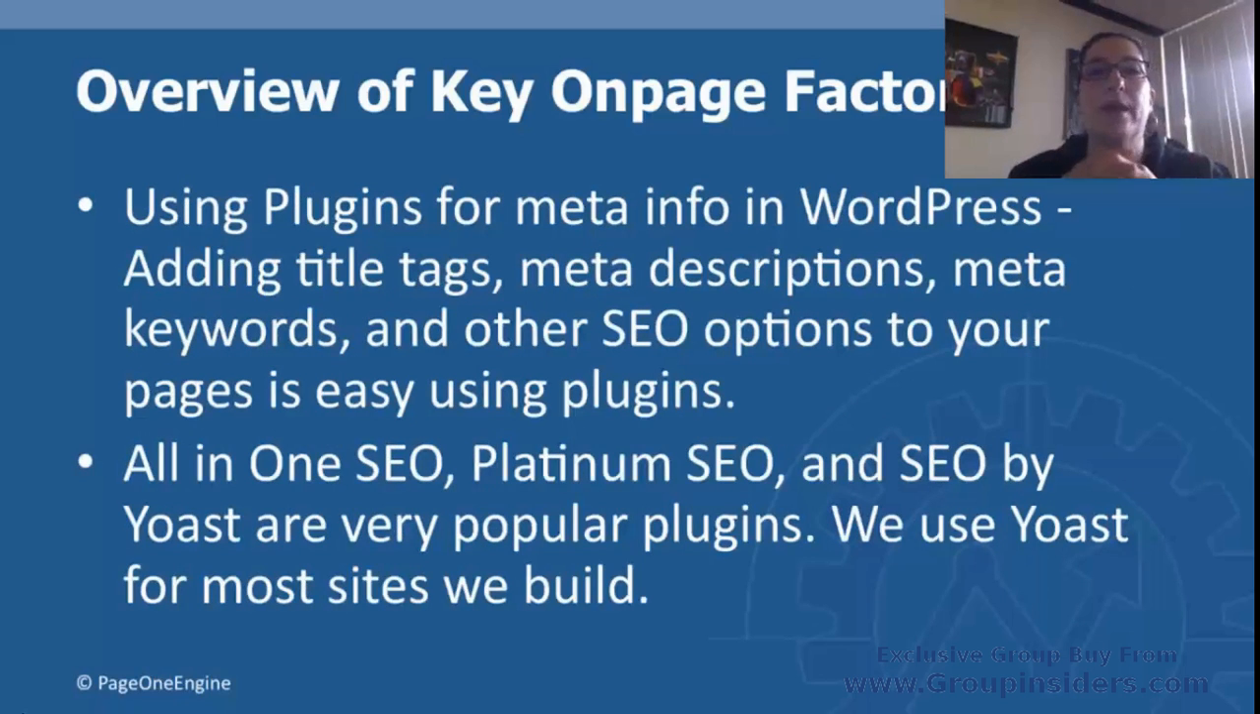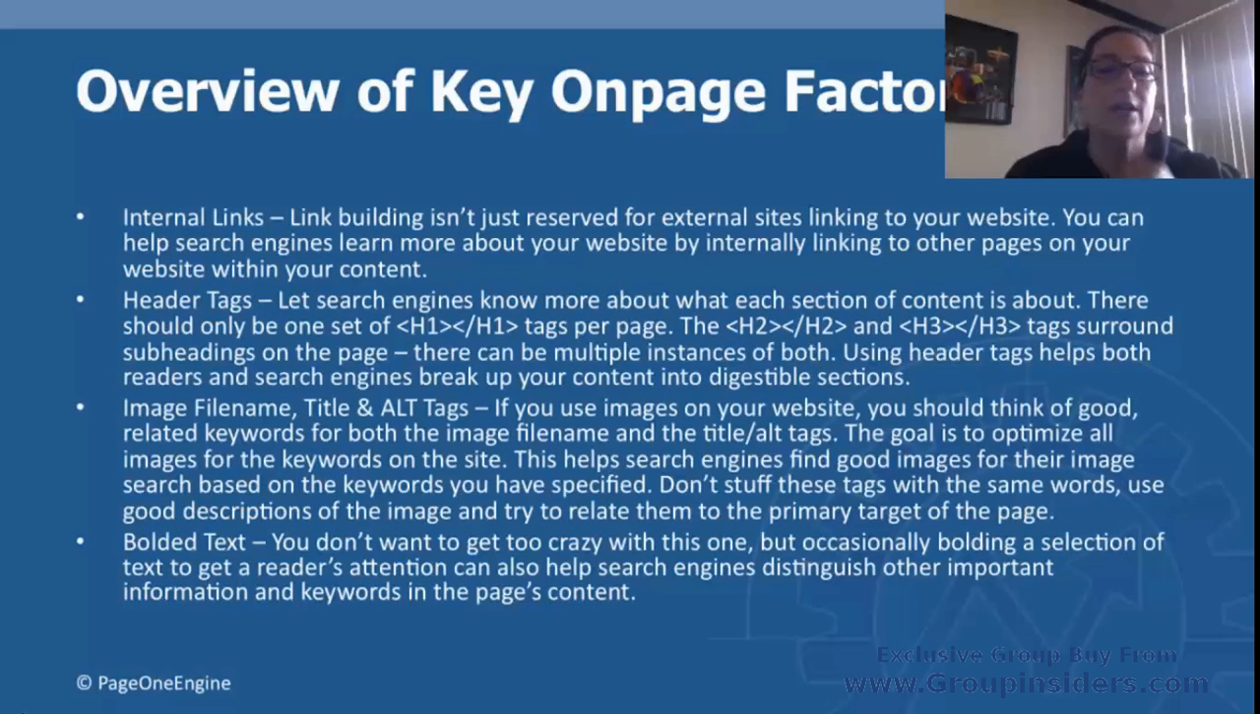Using plugins for meta information, adding title tags, meta descriptions, meta keywords, and other SEO options is easy. The All in One SEO plugin, the Platinum SEO plugin, and SEO by Yoast are very popular plugins if you're using WordPress. We use Yoast for most of the websites we build. They have premium versions, and we use many of their plugins and their premium versions for sites that we want to rank. I want to tell you all of the plugins work. It's just our preference.